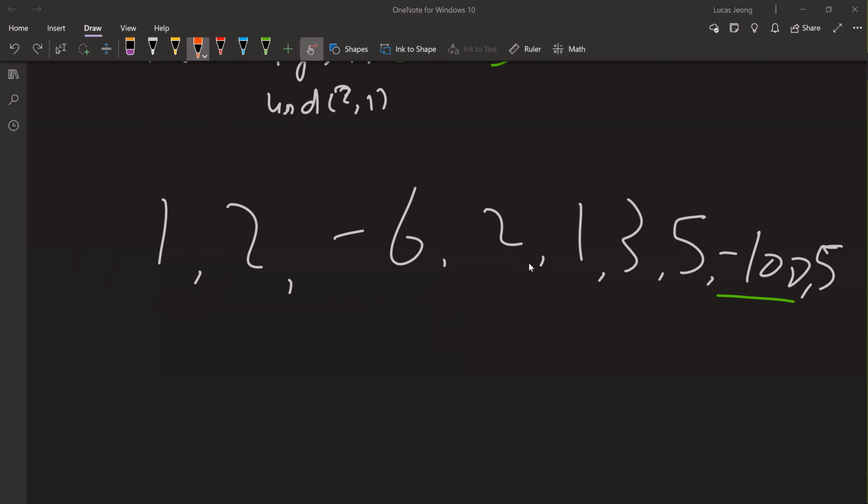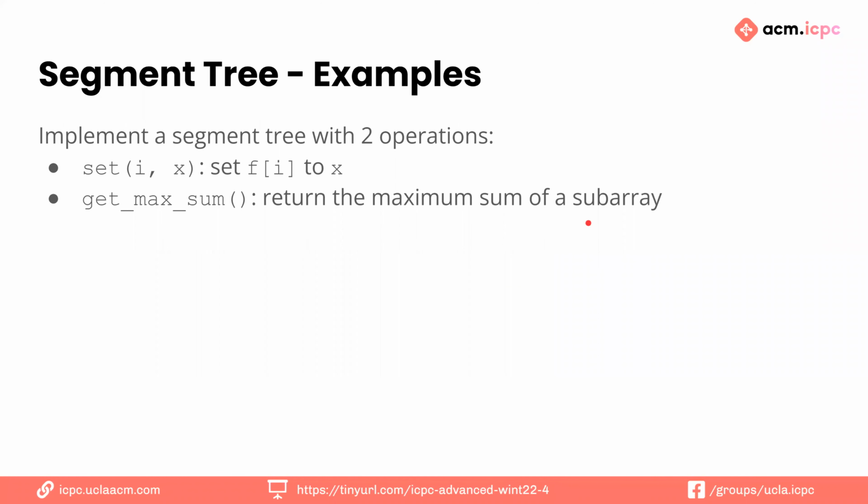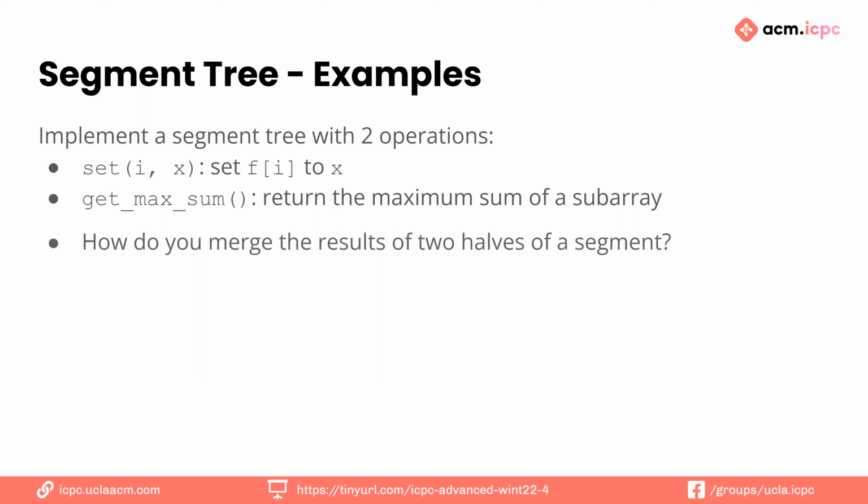Yeah. Okay. So now that we understand what it's asking for, and we know that we're doing it on a segment tree, the problem boils down to how do you merge the results of the two halves of a segment? So if you have the maximum contiguous sum of your right half and the maximum contiguous sum of your left half, how do you find the maximum contiguous sum of the combined segment? I'll give you some time to think about it.